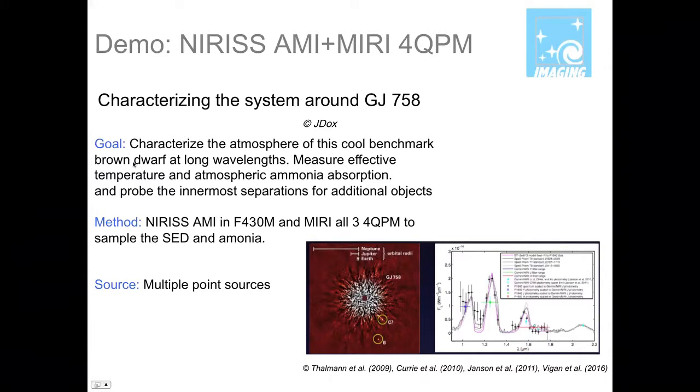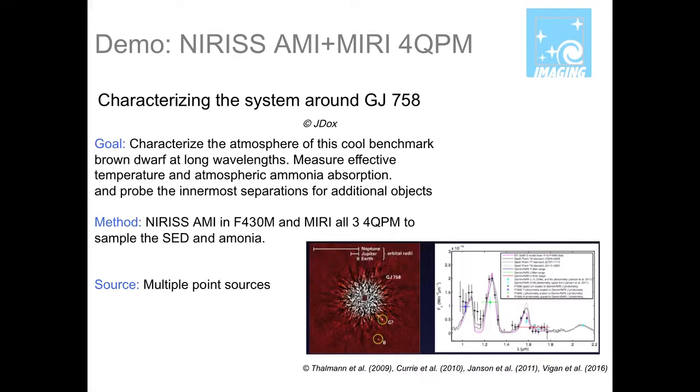So the science case that we'll use to demonstrate the APT is a real science case that will be executed as part of the GTO program, the MIRI GTO team. It's to observe GJ758b, which is a very cool brown dwarf. We slightly modify the science case to include some AMI observation with the goal to probe the closest separation to search for additional companions.